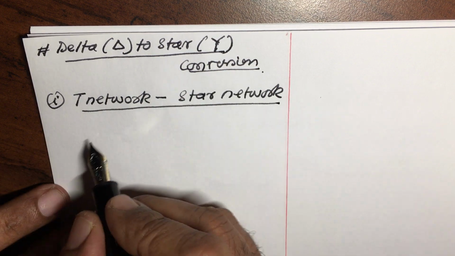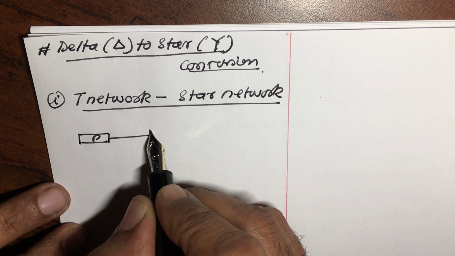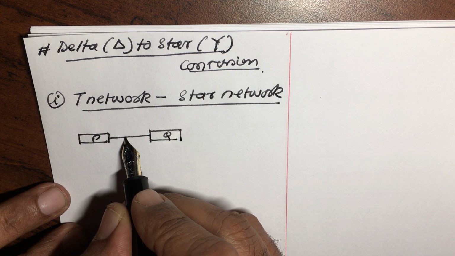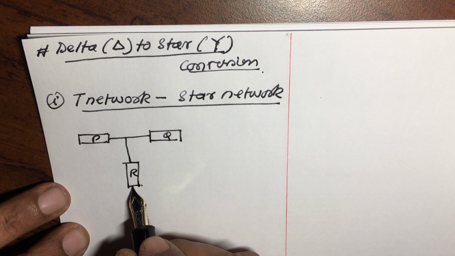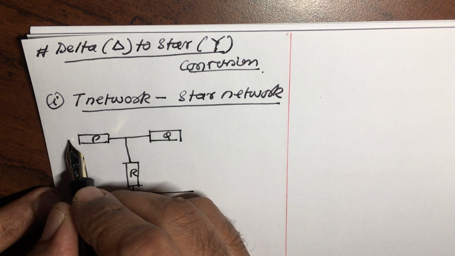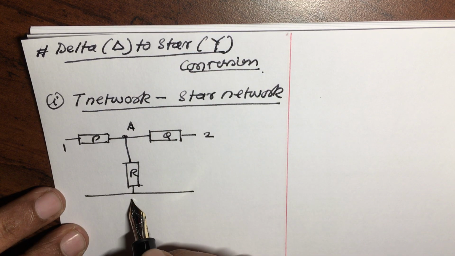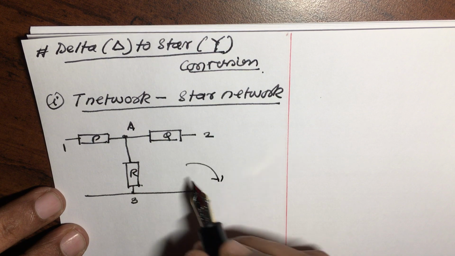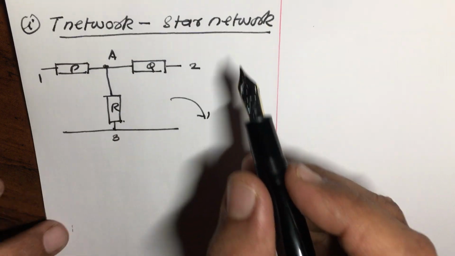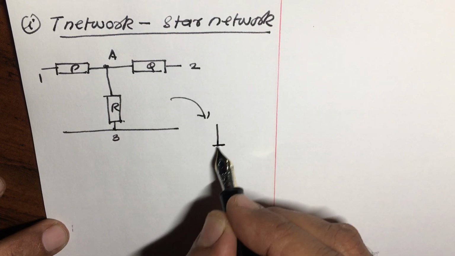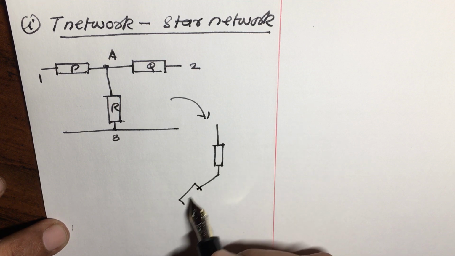What is a T network? You have a resistor here, P. You have a resistor there, Q. You have a resistor here, R. And let this point be 1, this point be 2, this point be A, this point be 3. Then if you convert this to a star network, that is, Y shape, then it will look like this. It's not difficult. If you just apply your brains, you will understand how it is like this.